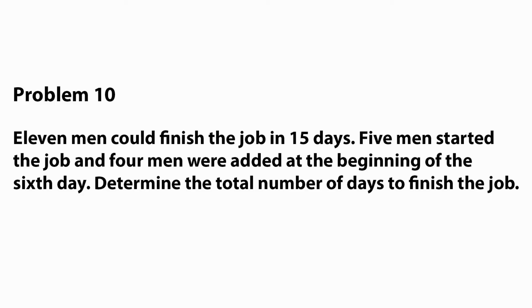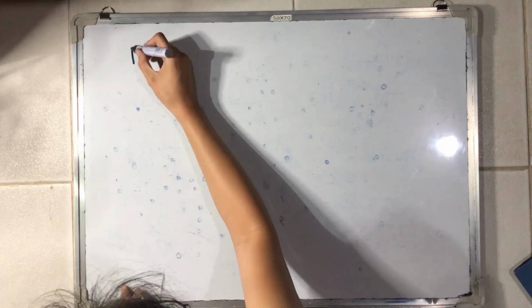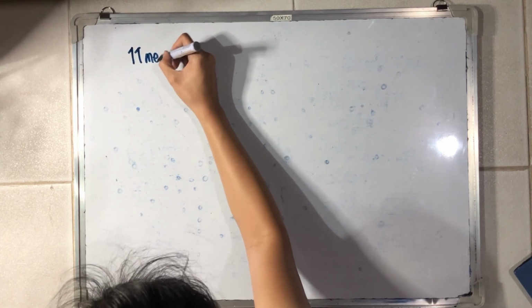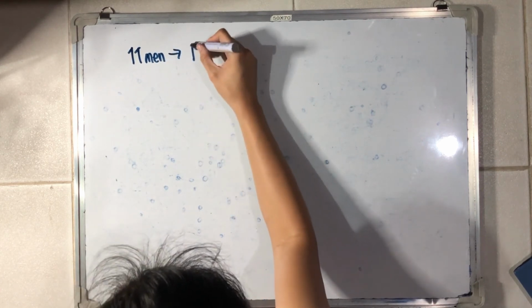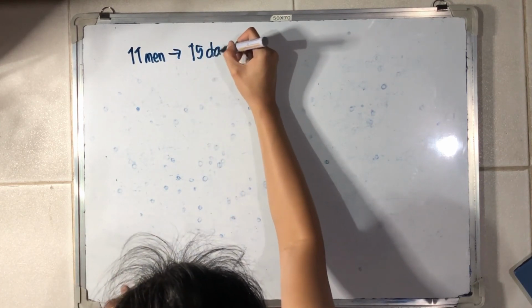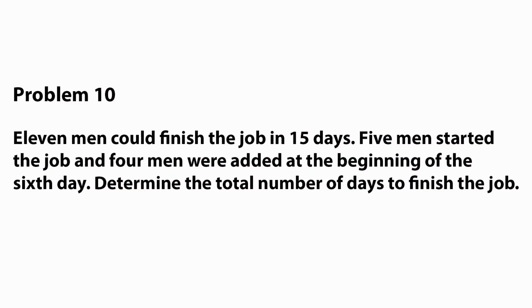11 men could finish a job in 15 days. 11 men, 15 days. Okay. 5 men started the job and 4 men were added at the beginning of the 6th day. Determine the total number of days to finish the job.